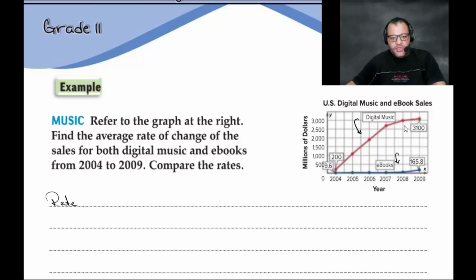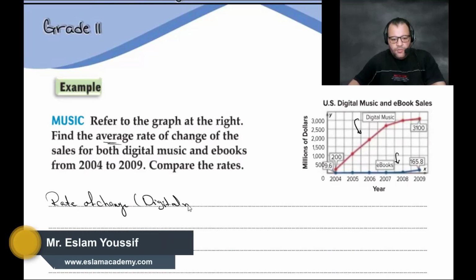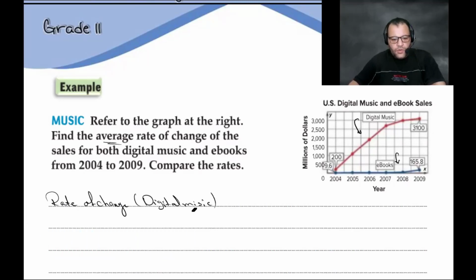I know that's not a straight line, but we take the average. The average means we can take the first point and the last point, then we can find the rate of change of the first one, which is digital music. Okay, how can we find it? So 3,100 minus 200 over 5. At first, we need to find the ordered pair. That's 3,100 and 2009, and that's 200 and 2004. So it will be 2009 minus 2004. 580.